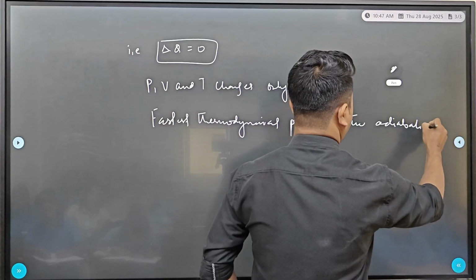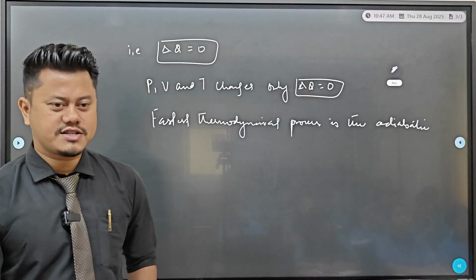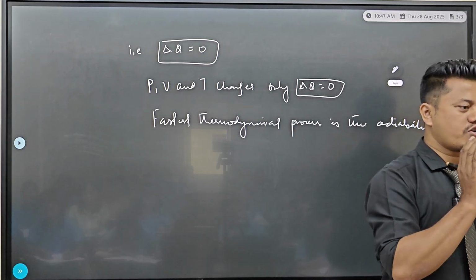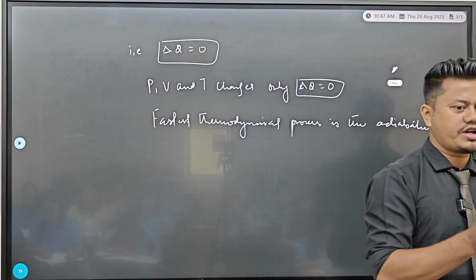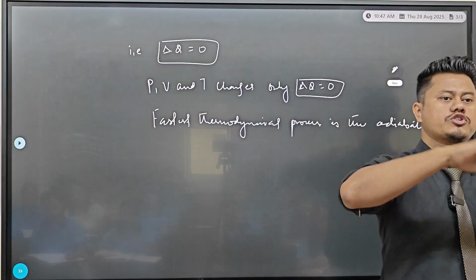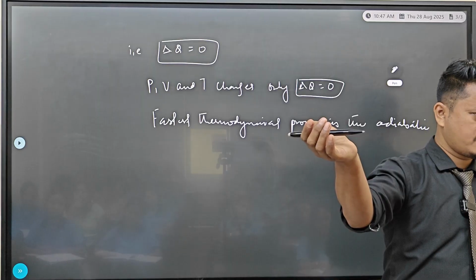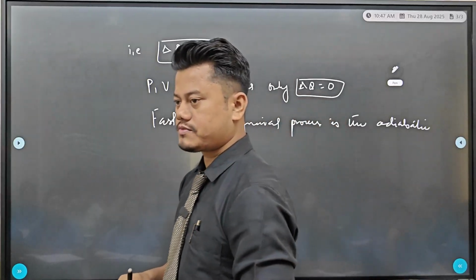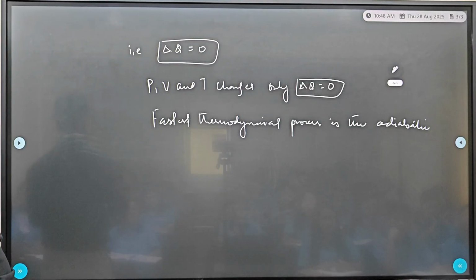And which process is the slow? Isothermal. Do you know what is the reason behind it? The reason is that in case of isothermal, temperature remains constant. Understood or not? In case of isothermal, temperature remains constant. So it takes lots of time to exchange heat between the system and the surrounding. Is it understood or not? But in case of adiabatic, it occurs very fast and quick. Got it or not? You only need to keep in your mind the slow process is the isothermal, the fastest process is the adiabatic. Is that clear to everyone?